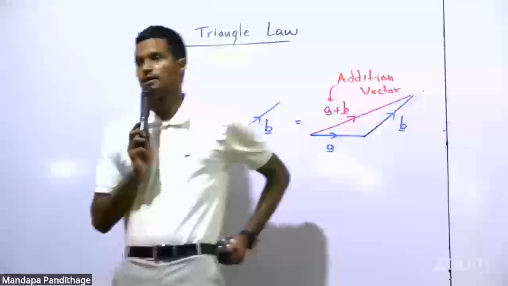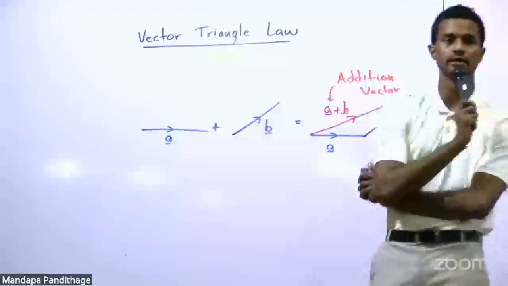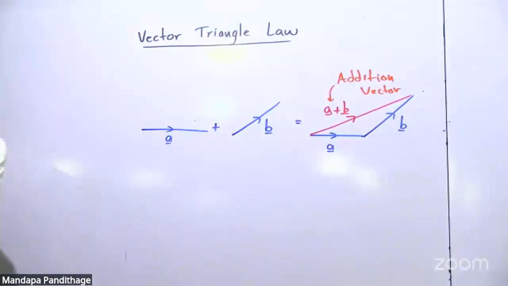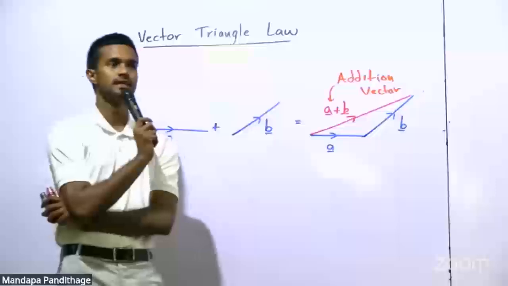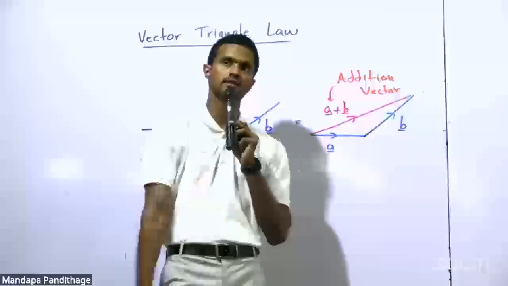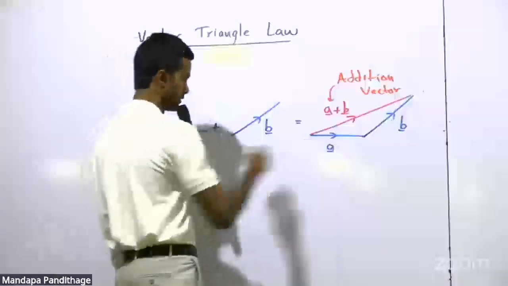When two vectors are denoted by two sides of a triangle, the third side denotes the addition vector of the two vectors. Okay, then draw this one and let's take another example.